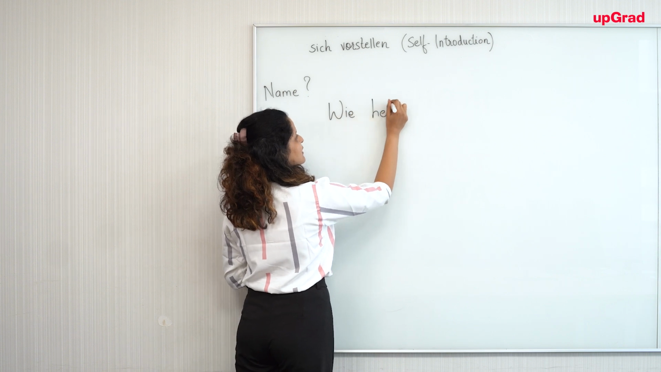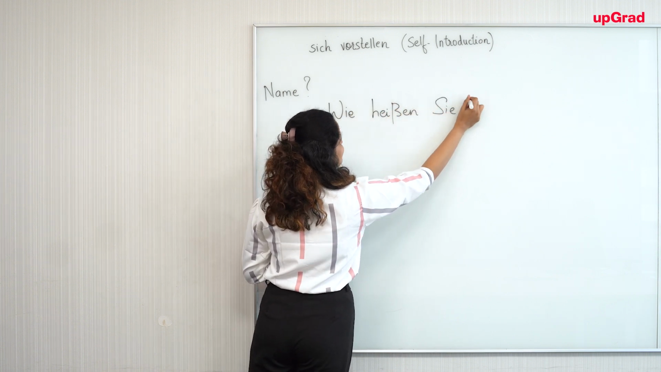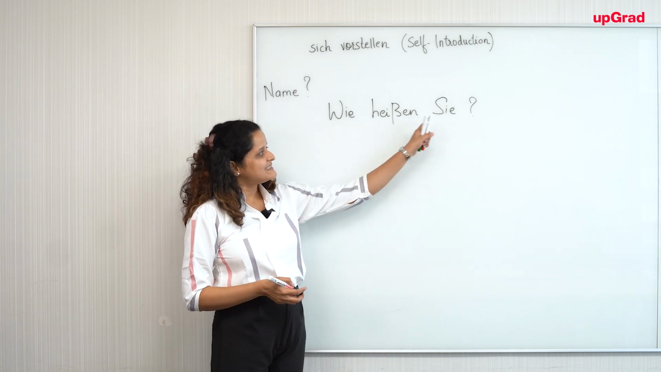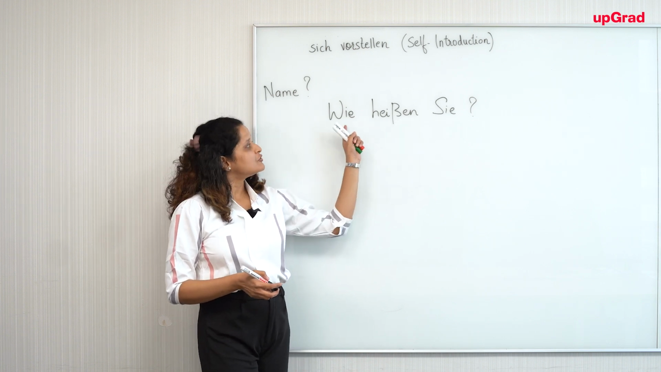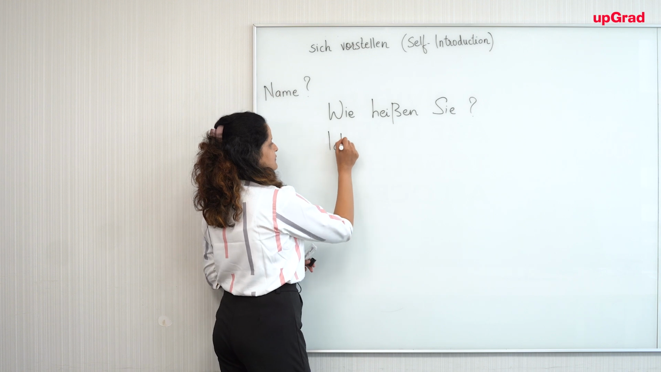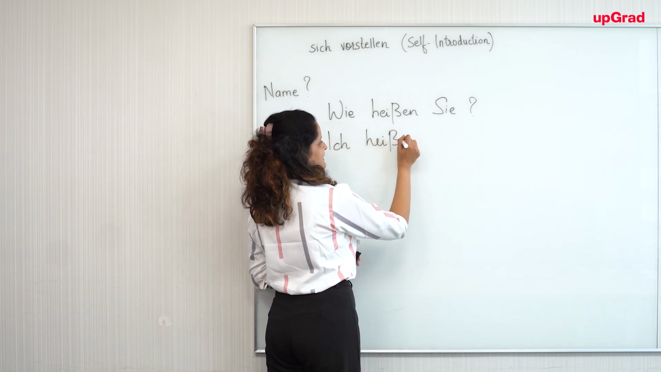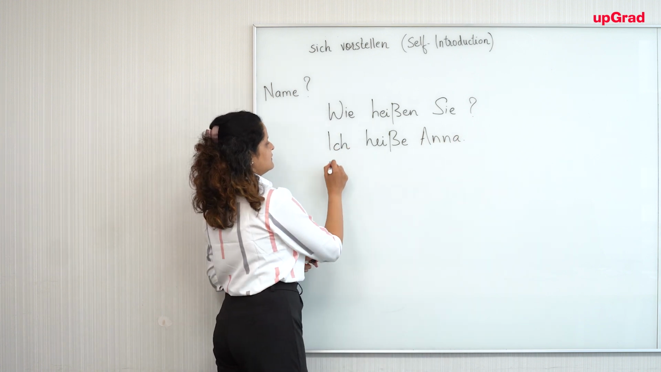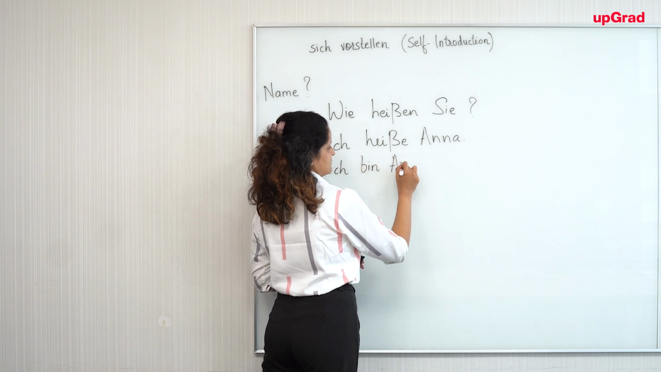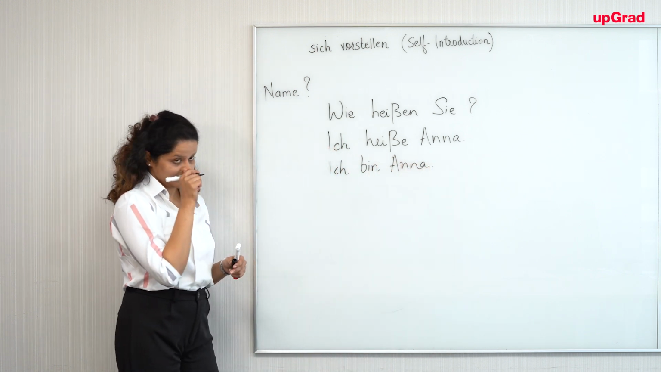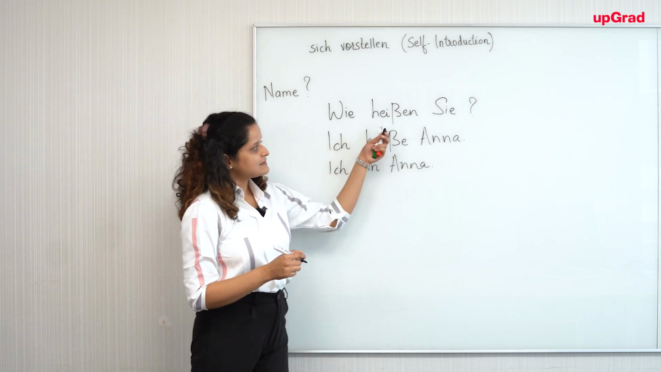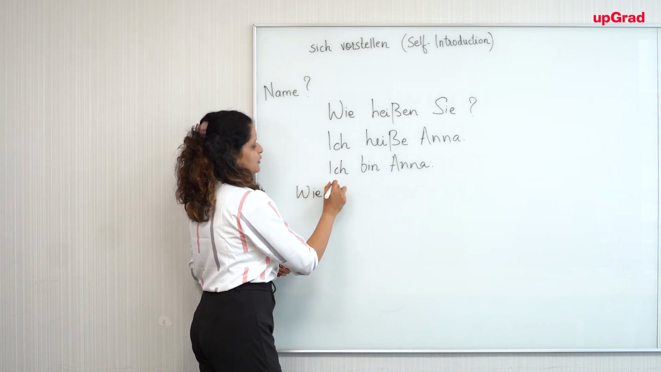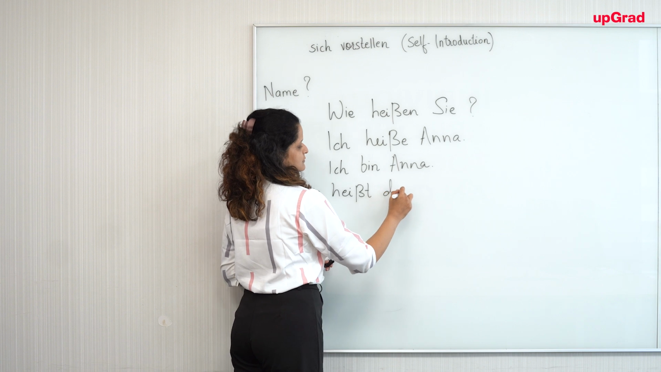So the question is, wie heißen Sie? If you look at the S, this S is the formal Sie, the capital S, which we have been using. Wie heißen Sie? Heißen is to be called. So wie heißen Sie? The answer to that becomes, Ich heiße Anna. You can also use the verb sein here and say Ich bin Anna. Okay. So wie heißen Sie? This is the formal question. We have an informal variation of it too, which becomes wie heißt du?